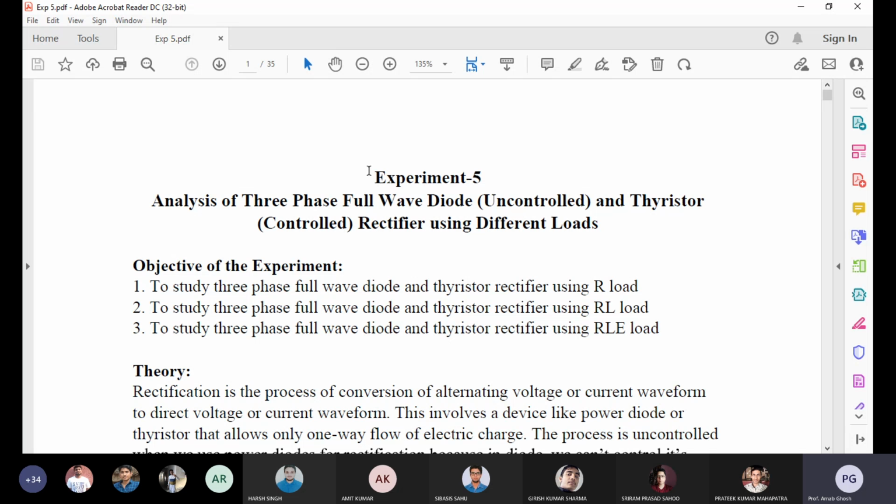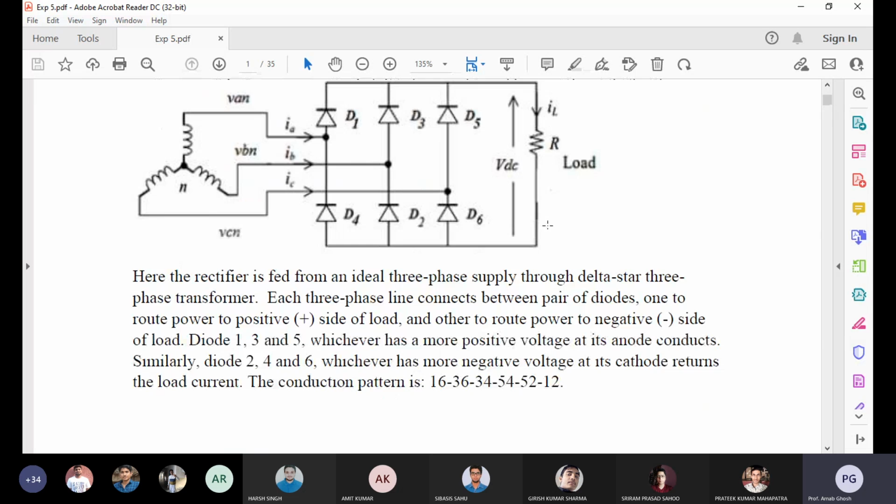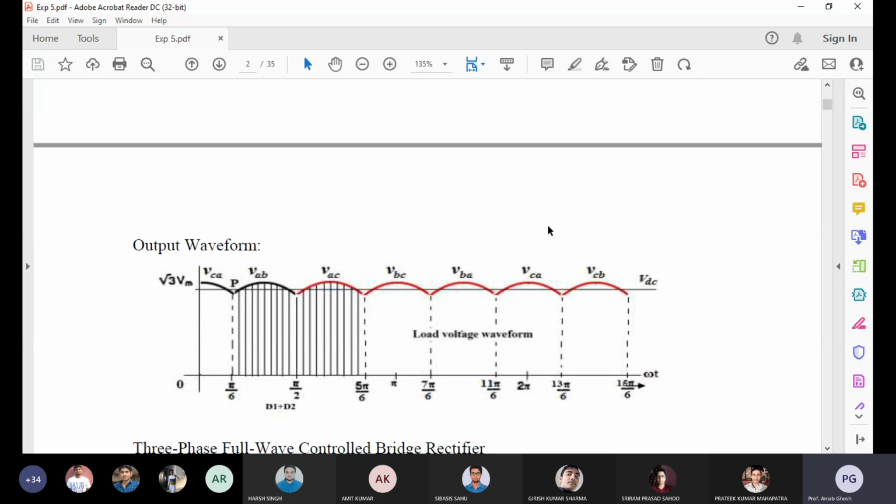For the basic theory portion, what you need to do is draw the circuit diagram, give a brief discussion about the circuit diagram, then the mathematics and the waveforms.